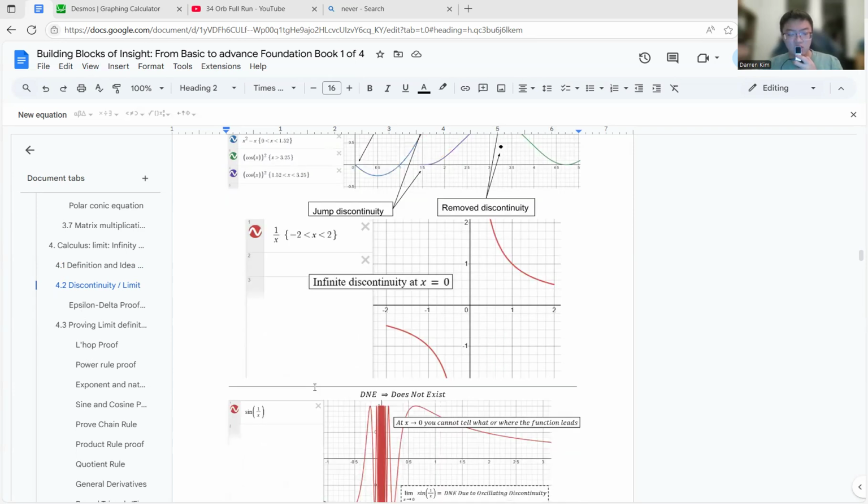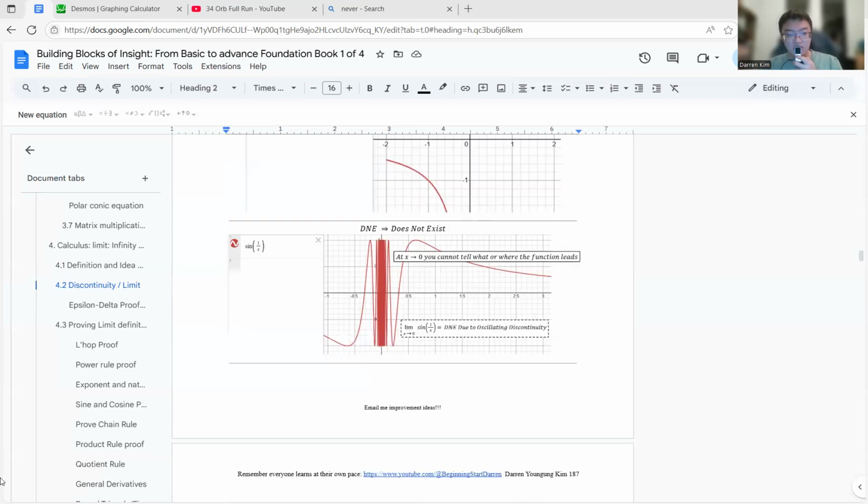Did we talk about this? No, we didn't. Okay, so next is the infinite discontinuity, otherwise known as the asymptote. Basically at infinity over here, negative infinity, there isn't anything, so you can't really say anything over here. So that's the next one. And then the oscillating discontinuity, which keeps going like this to the point that you can't even tell where it's approaching, and therefore the limit does not exist.